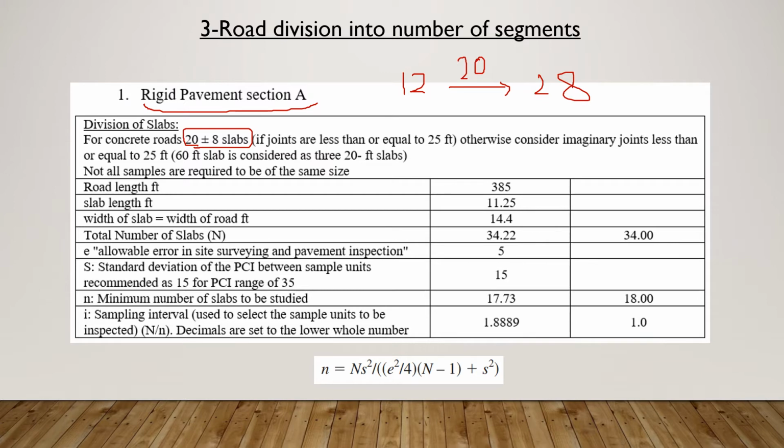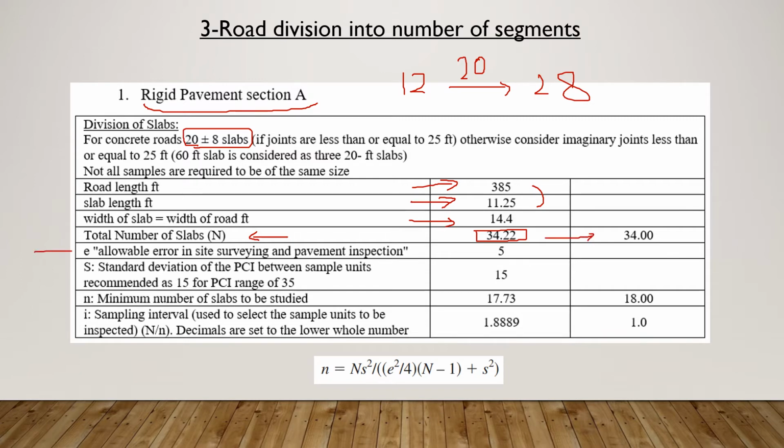The road length or section length in this case was 385 feet. The slab length was 11.25 feet. The width of the slab is equal to the width of the road, which was 14.4 feet. The total number of samples in this section was 34.22 samples. How did we obtain this number? It is equal to 385 divided by 11.25, and it was approximated to 34.